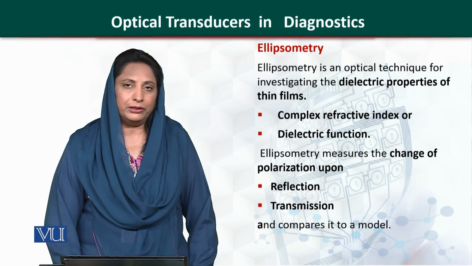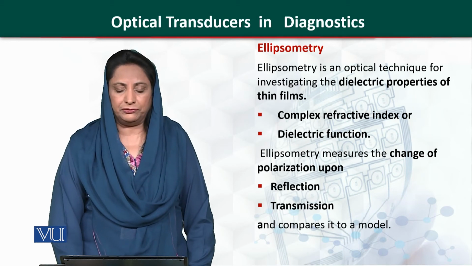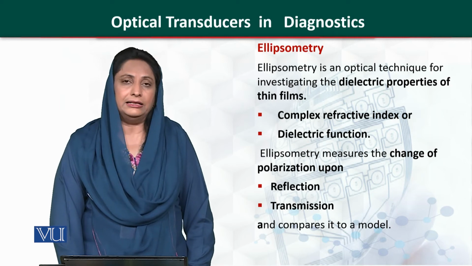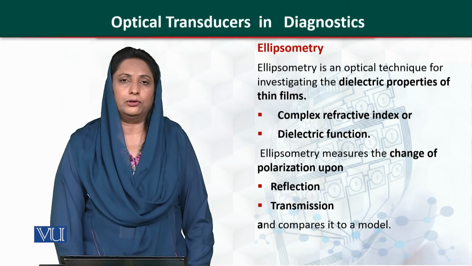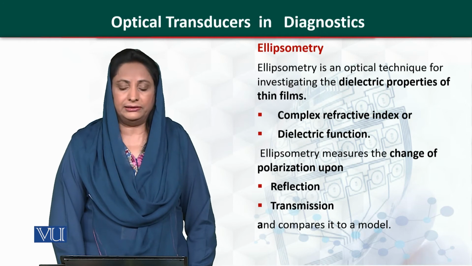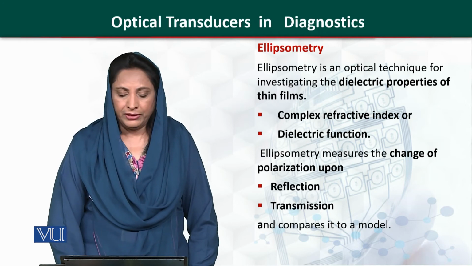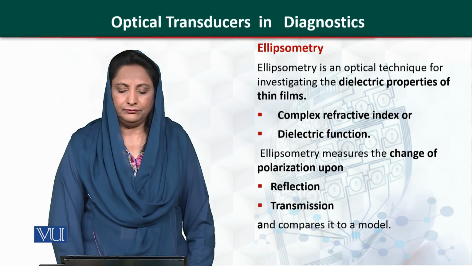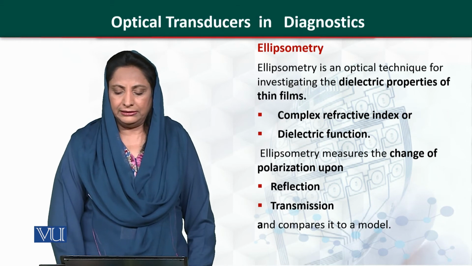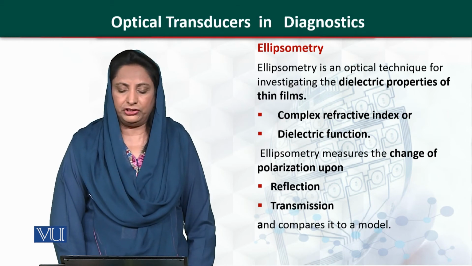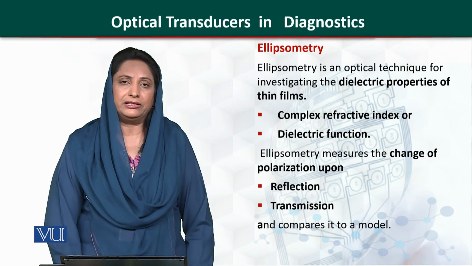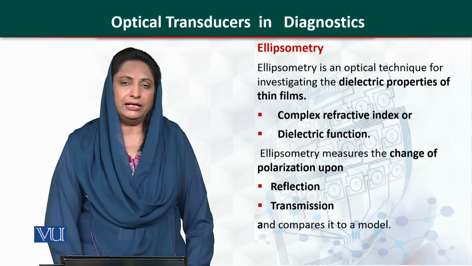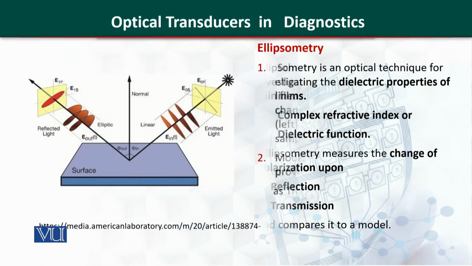Another important principle, or technique, is ellipsometry. Ellipsometry is an optical technique and it investigates the dielectric properties of the thin film, and it can provide us the information about the dielectric function and the complex index. Ellipsometry basically measures the change of polarization upon reflection or transmission, and you can compare it with the model, and then we can detect if there is a biorecognition process.